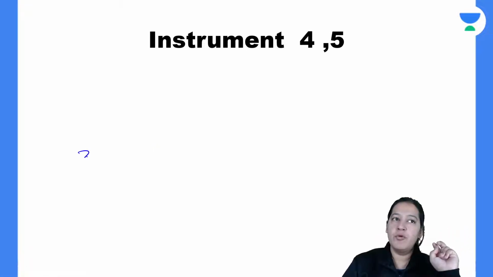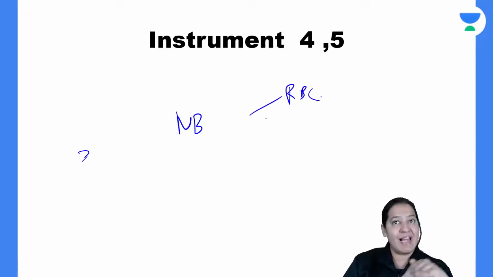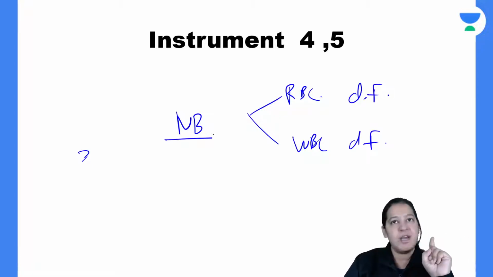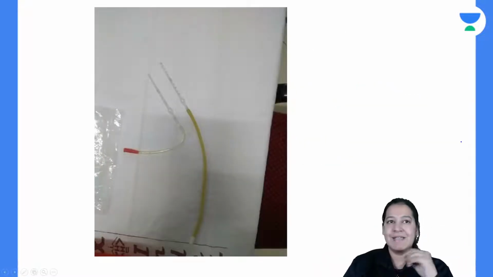We are done with the Newbar's chamber and we are done with RBC diluting fluid used for calculating RBC and WBC diluting fluid used for calculating WBC. But apart from Newbar's chamber is required for both. But we require two pipettes also, RBC pipette and WBC pipette. So can you identify the two pipettes? Can you see the two pipettes?